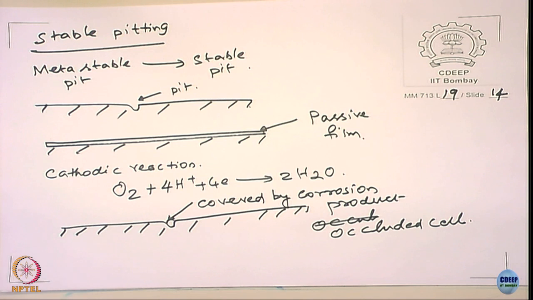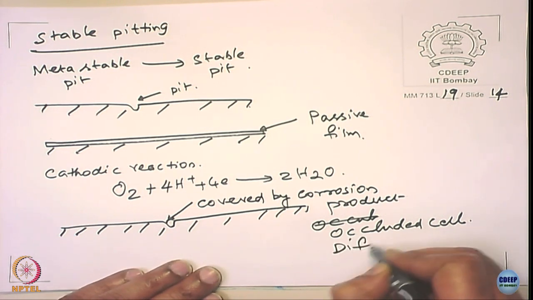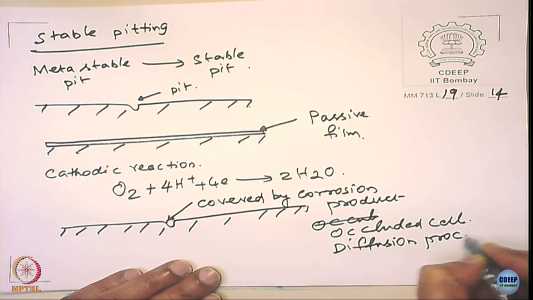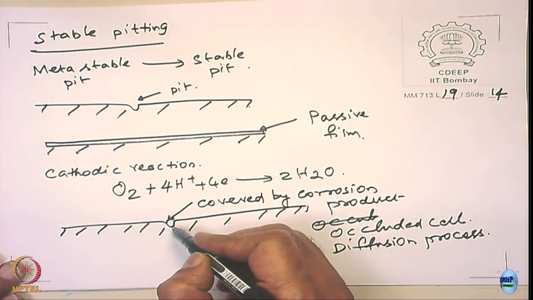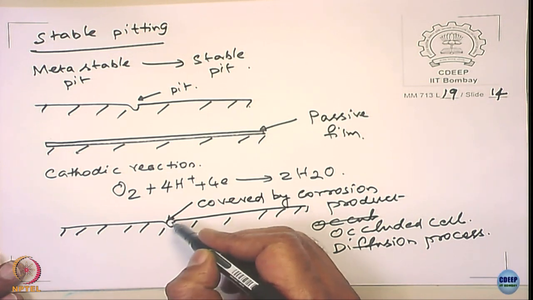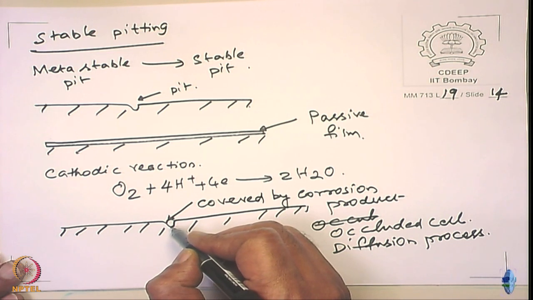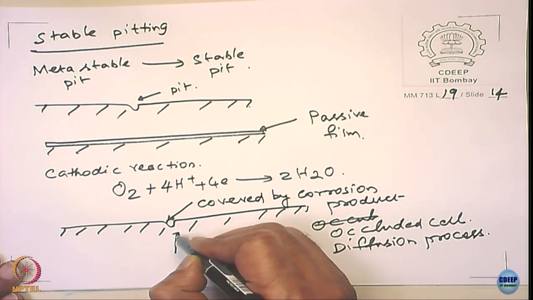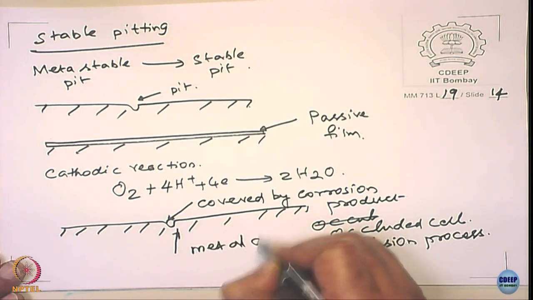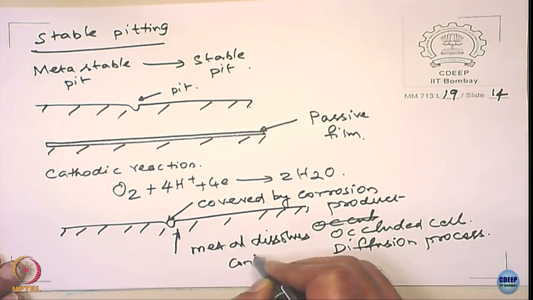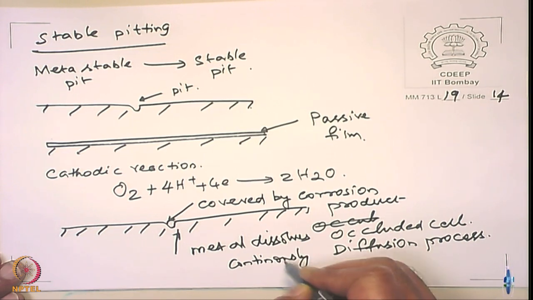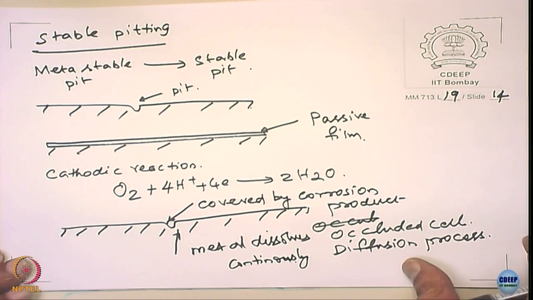What is an occluded cell? In the occluded cell, there is no convection, there is only a diffusion process, right. Now, in the so-called metastable pit, assume that it is a metastable pit, okay. There is a pit formed here, and it is covered with some corrosion product or something. The metal continues to dissolve below this cover, okay. Here the metal dissolves continuously, right.